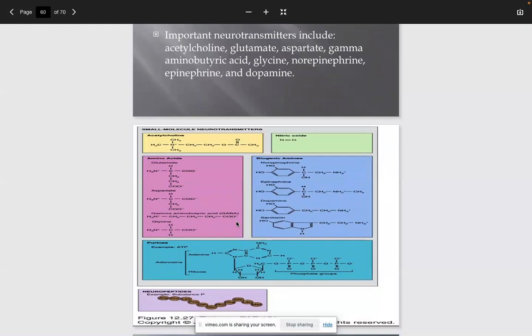Here are the molecular structures of these different neurotransmitters, just to show you that they do have molecular structures. Again, I'm not going to test you over the structure of these, but here is glutamate. Glutamate is a form of an amino acid. Here are other biogenic amines: norepinephrine and epinephrine. These are synthesized in an area of the body called the adrenal medulla, present on the adrenal glands. This is how you get the name adrenaline, right?